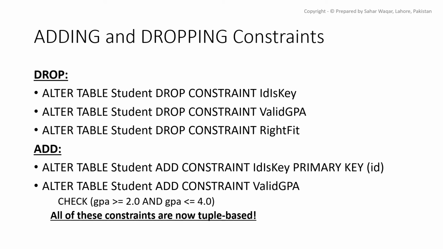We can use drop and add keywords to delete and add constraints respectively. But before that, we need to type alter table keyword and table name, as now we are modifying a table. After this, we will use add or drop keyword. We have dropped ID is key, valid GPA, and right fit constraints and have added ID is key and valid GPA again, just to show the syntax.